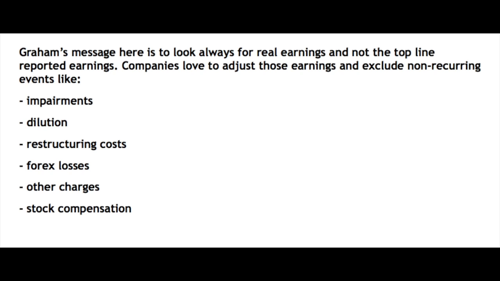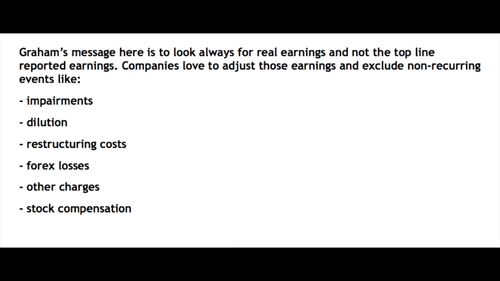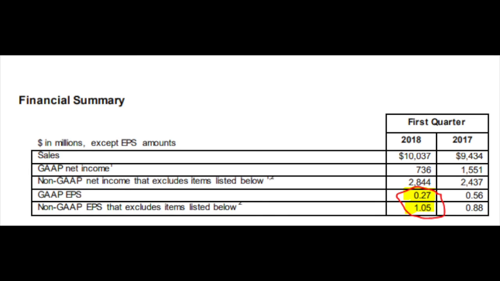Management always reports better than what earnings are because they say that there are things that have to be adjusted to show how the real business performed. Those things are usually called non-recurring events, and those are impairments, dilution, stock compensation, restructuring cost, forex losses, other charges, etc. However, those are all costs. Let me show you my favorite example.